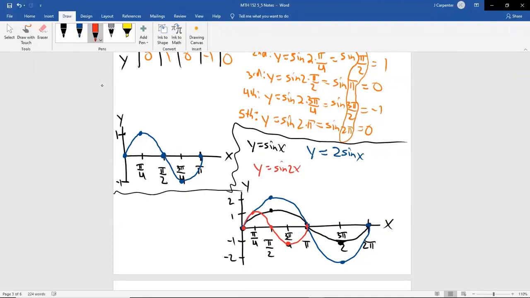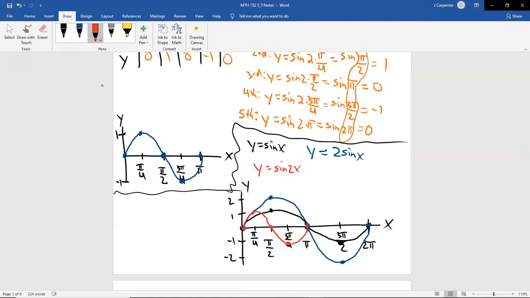So that's 3 different waves: the base wave in black, a wave that would be twice as high in blue, and a wave that moves twice as fast in red. In the blue one, if I change the 2 to a 3, it just makes them taller and deeper. In the red one, if I change that to a 3, then the wave would happen even sooner. It would be before pi.